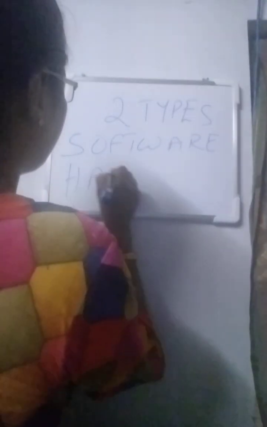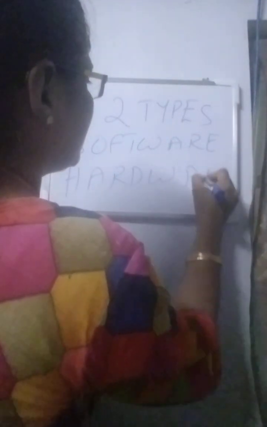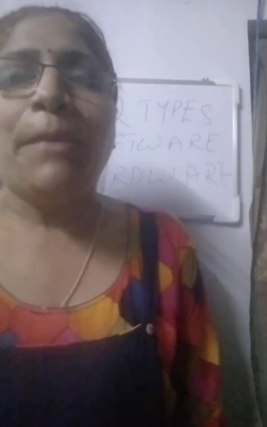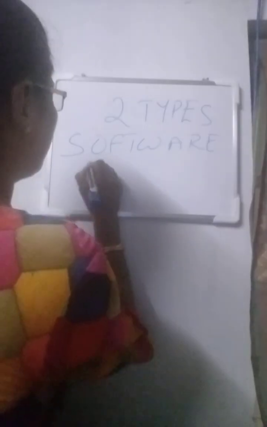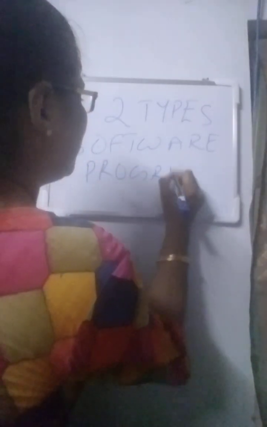Two types: software, hardware. Computer can be divided into two types: computer software and computer hardware. Computer programs are called computer software. Programs. Computer programs are called computer software.